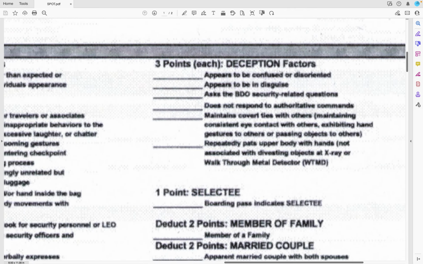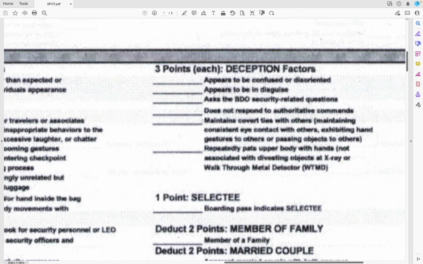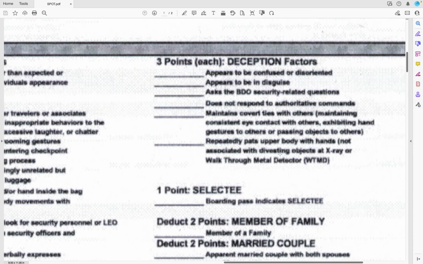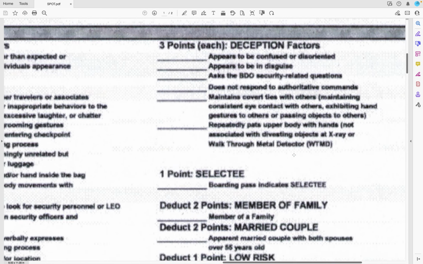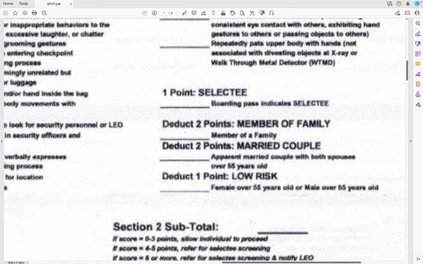Then you get 3 points for any of these. These are the really bad things. If you appear confused or disoriented, if you appear to be in a disguise, if you start asking about security, if they ask you to do something and you don't do it, if you're secretly signaling to other people in line, or if you're patting yourself, feeling yourself, then those will get you 3 points, okay?